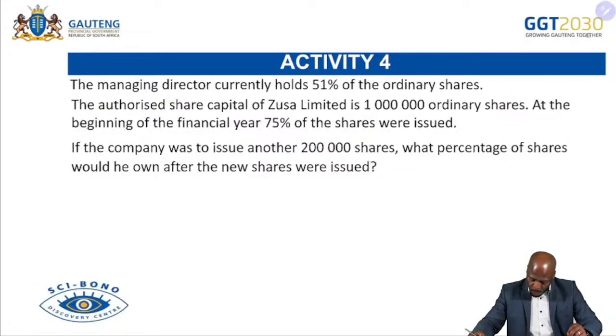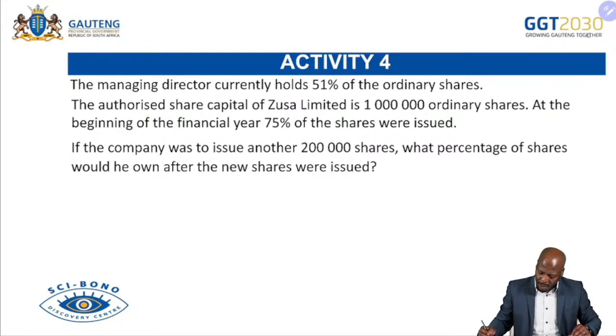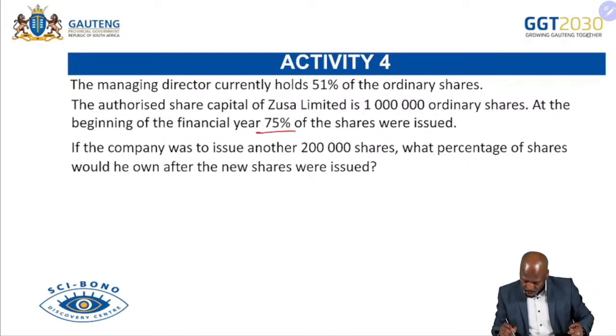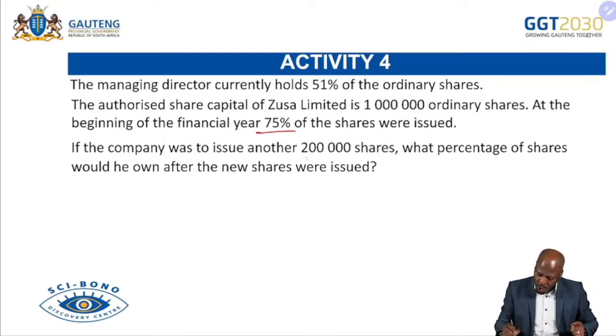Okay, now, here's the next question. The managing director currently holds 51% of the ordinary shares. The authorized share capital of ZUSA Limited is 1 million ordinary shares. At the beginning of the financial year, 75% of the shares were issued. The company was to issue another 200,000 shares. What percentage of shares would he own after the new shares are issued?